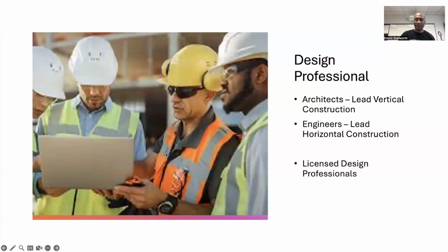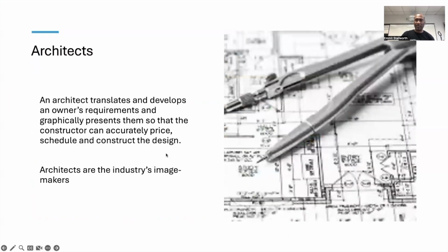Sorry about that. All right. Let's look at the architects, guys. An architect translates and develops an owner's requirements and graphically presents them so that the constructor can accurately price, schedule, and construct the design. So that's what the architect does. He takes what needs to happen and puts it on paper so everybody can see it, so that there are clear details on what needs to be done, especially with that scope. That's what the architect is going to do.